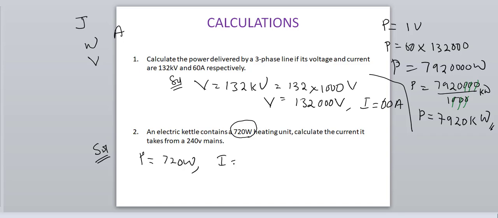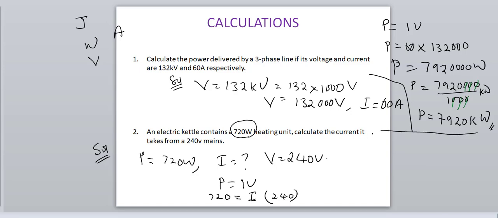So we are looking for I. I is unknown. It takes from a 240 volt mains. So the voltage is 240. With this information, we'll write the formula for power because we know power. Power is IV. So what's the power? 720. So this becomes 720 equals I, which is unknown, times V, which is 240. So here we're looking for I. We'll divide both sides by 240.